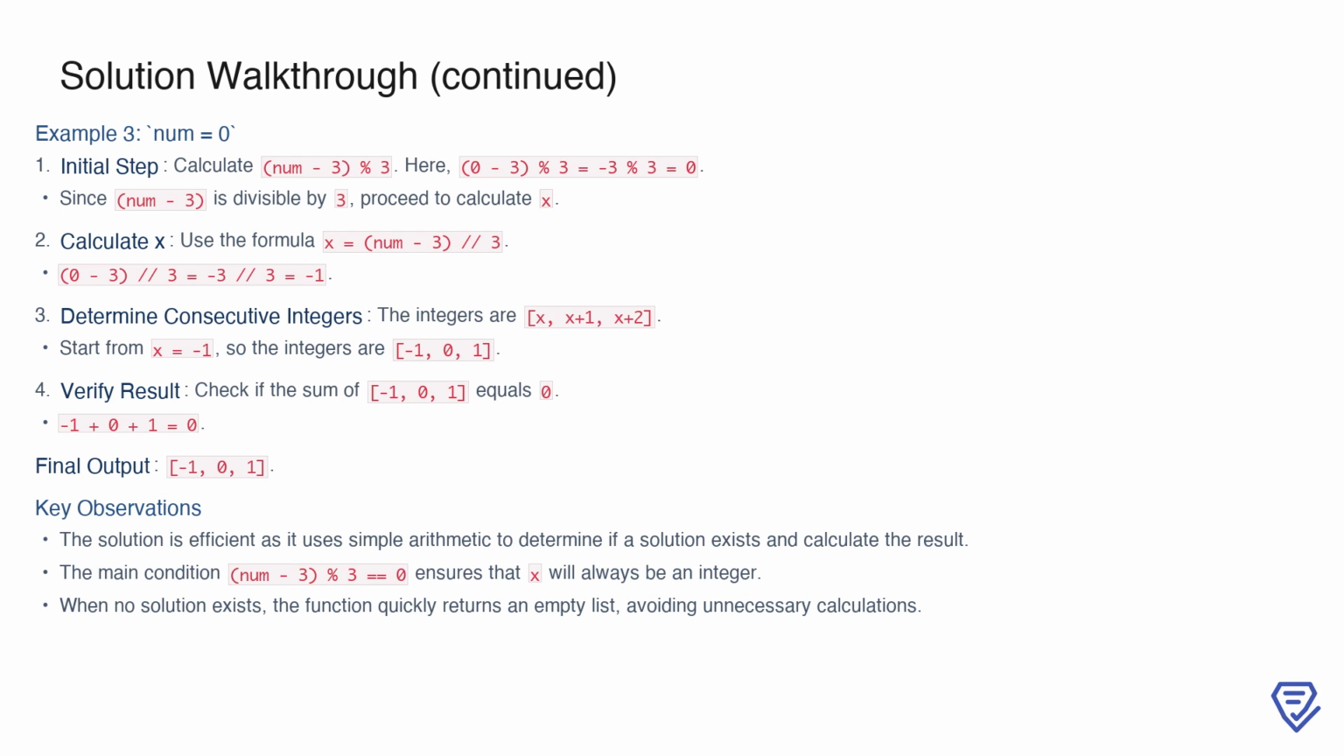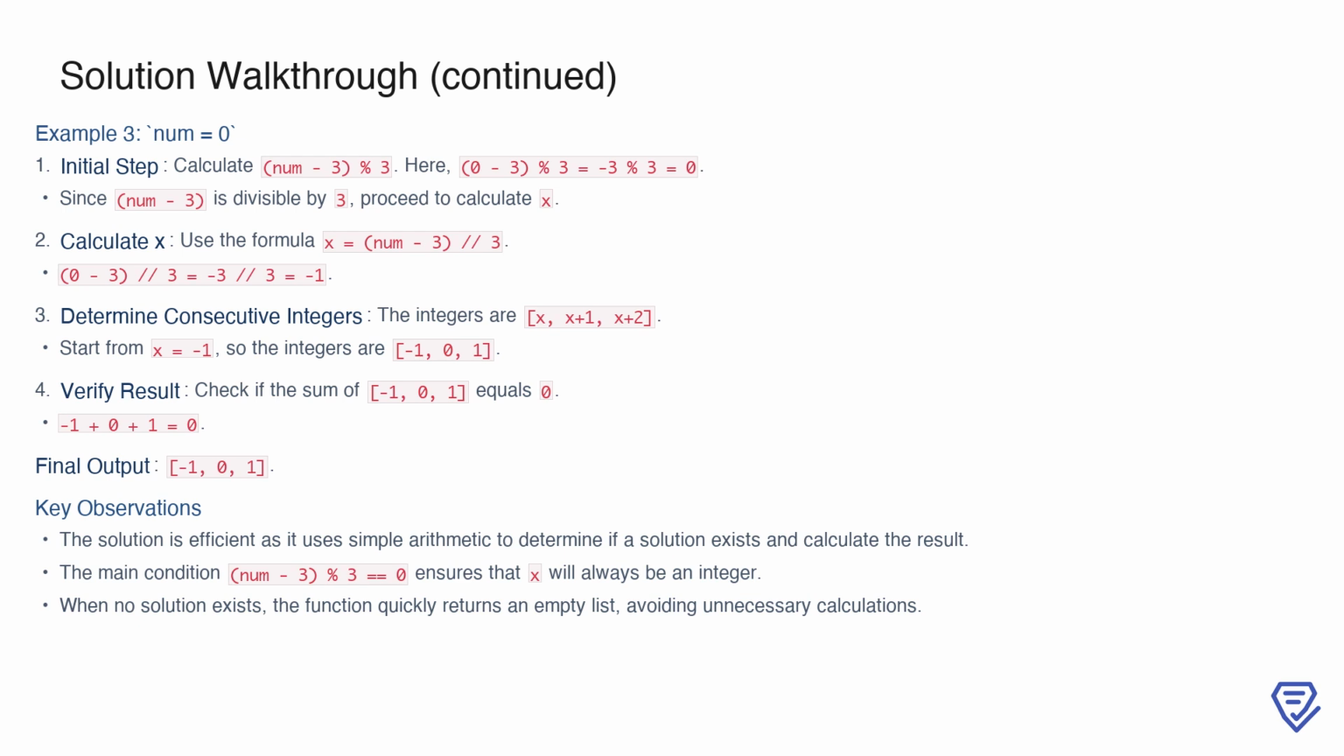The three consecutive integers are x, x plus 1, x plus 2, which gives us -1, 0, 1. Verifying the sum, we see that -1 plus 0 plus 1 equals 0, which matches the given number. Thus, the output is -1, 0, 1.